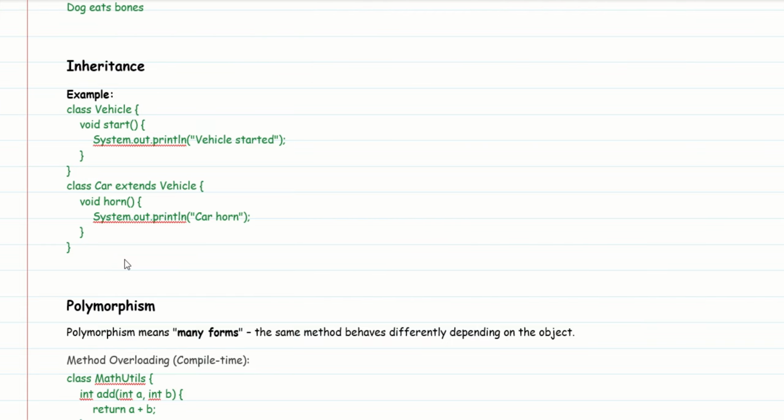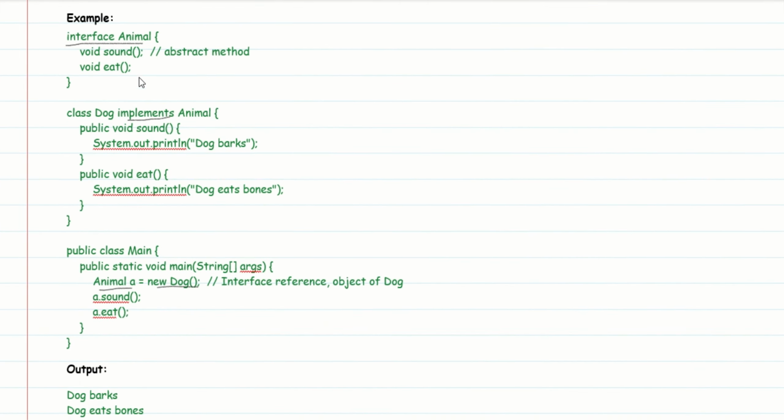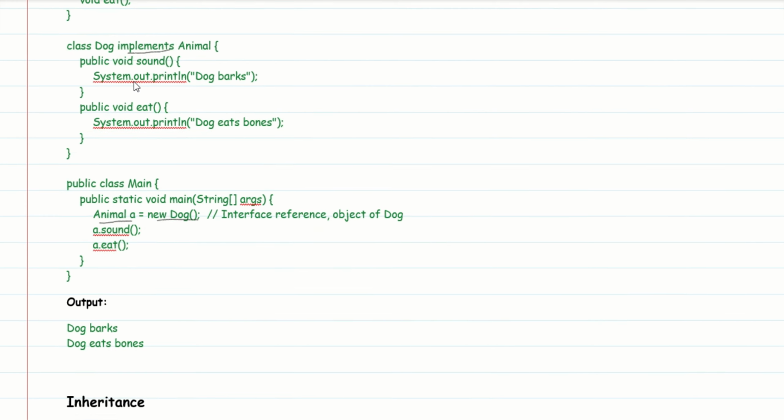inheritance. Inheritance is the process where one class acquires the properties and behavior of another class. Here we have already seen that we are using an interface in a child class. The interface Animal is the parent and Dog is the child, so we are implementing all the methods of the parent.